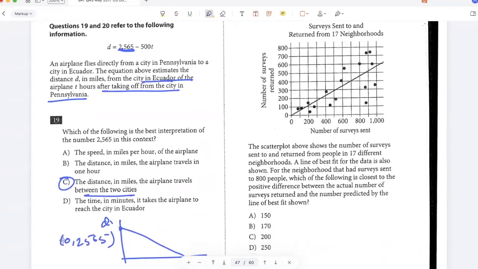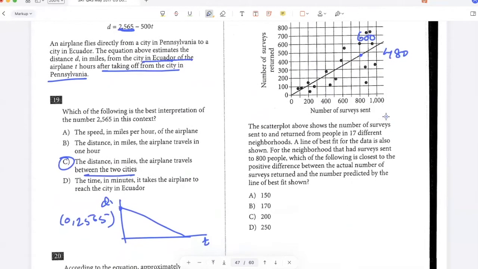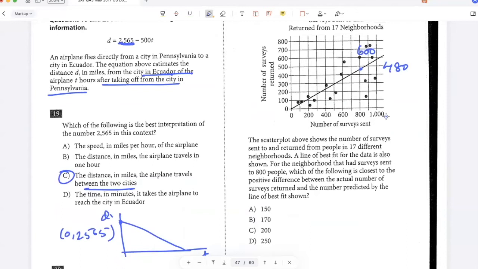Okay, the scatter plot above shows the number of surveys sent to and returned from people in 17 different neighborhoods. A line of best fit for the data is shown for the neighborhood that had surveys sent to 800 people. Which of the following is closest to the positive difference between the actual number of surveys returned and the number predicted by the line of best fit? Okay, so 800, so actual was 600 and number predicted by the line of best fit is about, I don't know, it's about 480, I would say. So the difference is 120. Okay, that's not an answer.